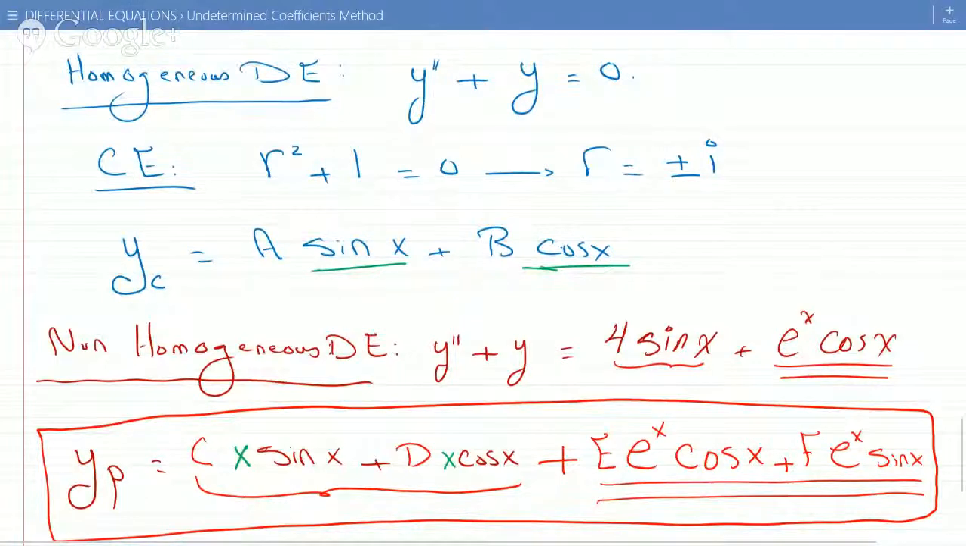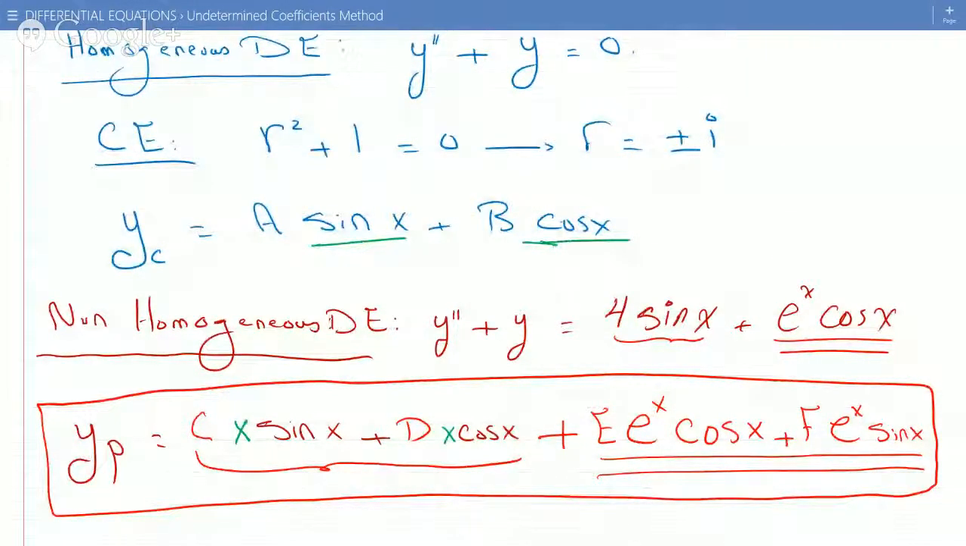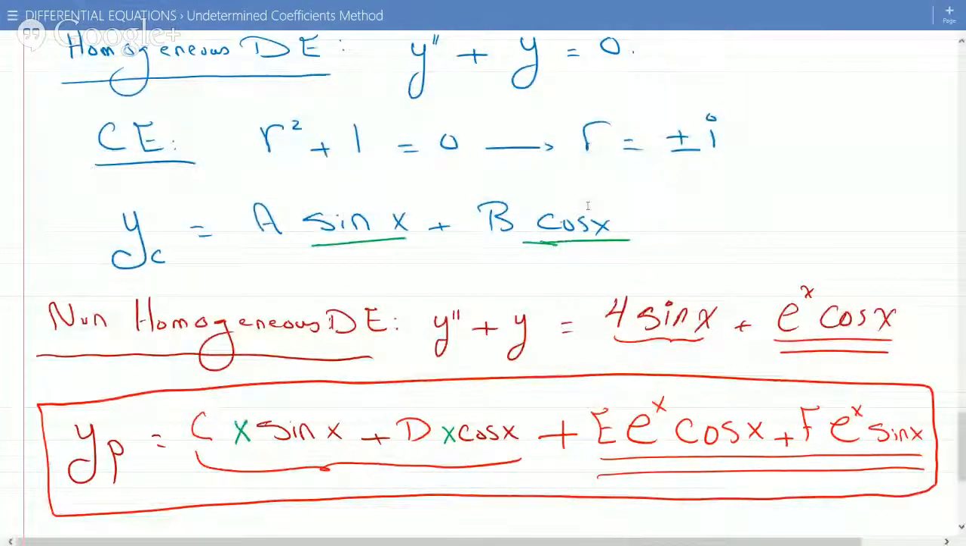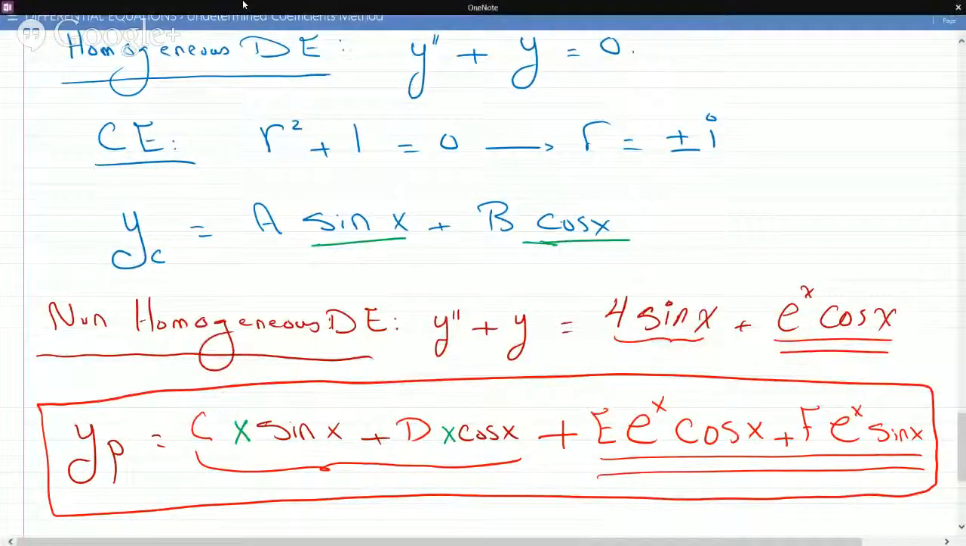So you do have to solve the homogeneous first to get the complementary to make sure that there's no repetition. Right. Question.